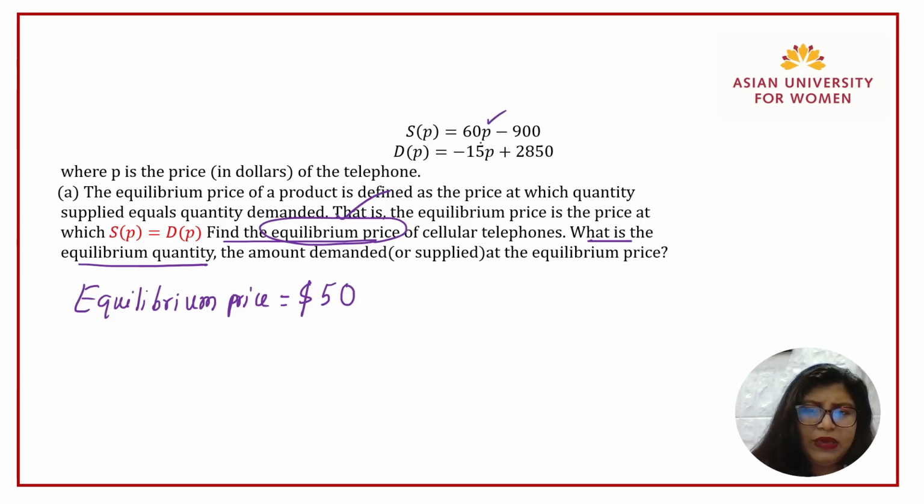You can put the value of P, $50, here to get the quantity. You can put it here as well to get the quantity. We can use any of those. Now, some of you might have confusion. Let me just put equilibrium quantity.